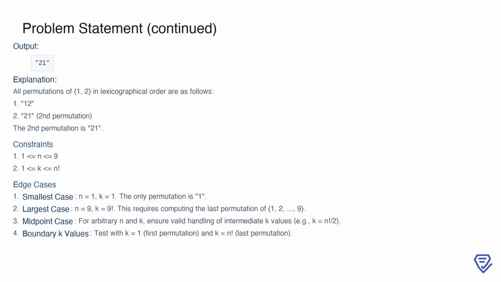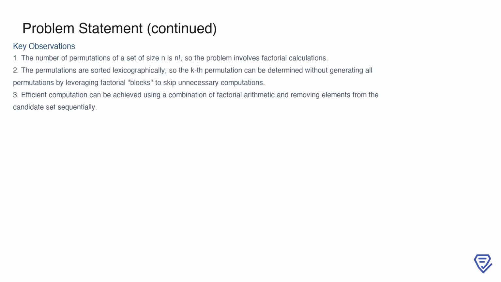This example demonstrates a smaller case, where the problem is straightforward but still follows the same logic of identifying the Kth permutation from a sorted list. The constraints also ensure that we consider edge cases, such as when n is at its smallest or largest possible value. Some key observations about this problem help us approach it efficiently.